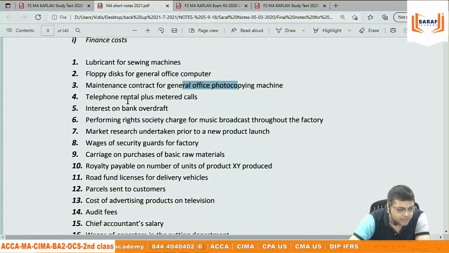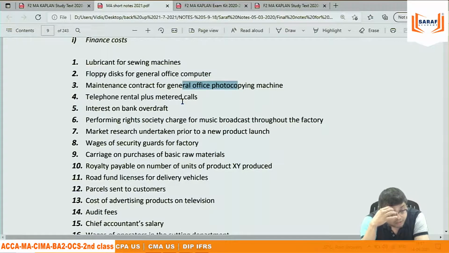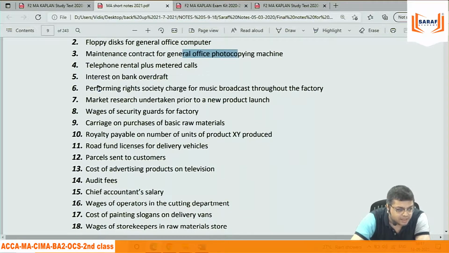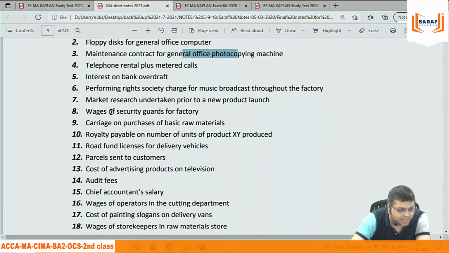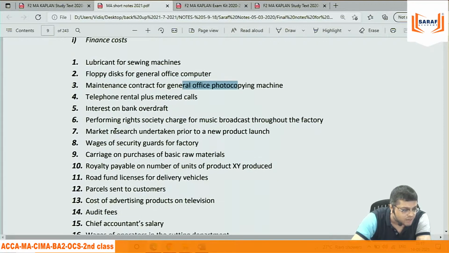Telephone rental plus metered calls. Where the telephone is used is not written. We are assuming the telephone is used in the office, so it is admin. I am assuming, but this would be written. Interest on bank overdraft, which is finance cost.